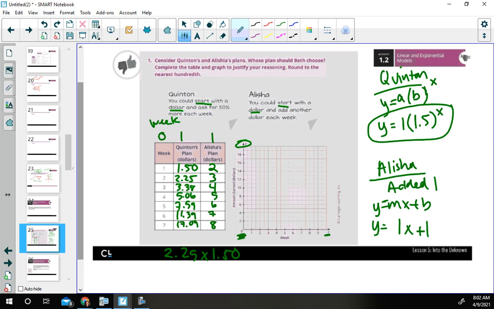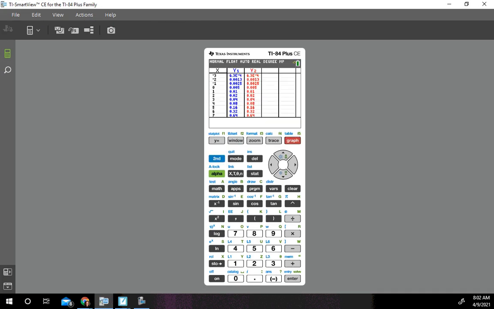Remember, if you need to look at their table values to get this graph, press your second graph. You can look at those table values to be able to do it. Those aren't correct because I didn't actually put the right equation in. What I want you guys to do is figure out when will they be the same. So do your second trace intersect, and then give me a time period that Quentin will be above Alicia, and write that in.